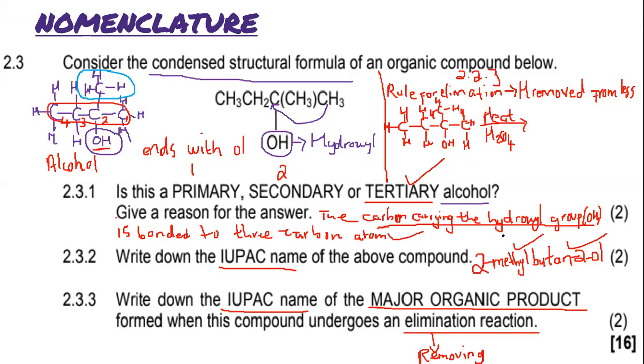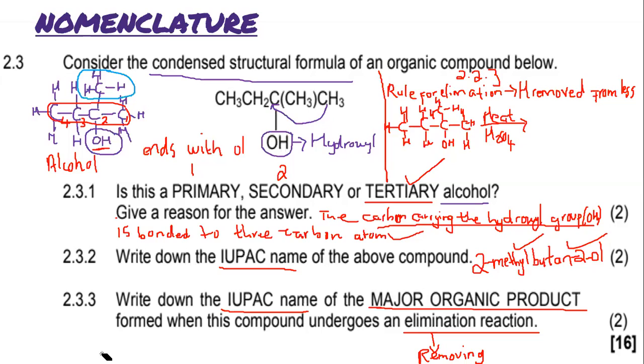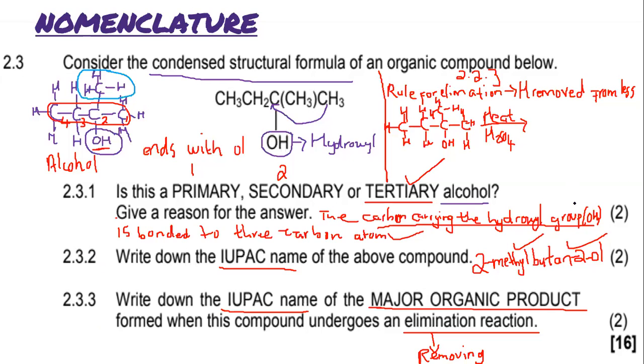When you perform elimination, you are going to remove the functional group. When you perform an elimination reaction, you are eliminating, you are removing. So the first thing that you must know is that the functional group must be removed. So you will remove this functional group. Now let us draw the organic product after we remove this OH. And I'm taking you step by step here.